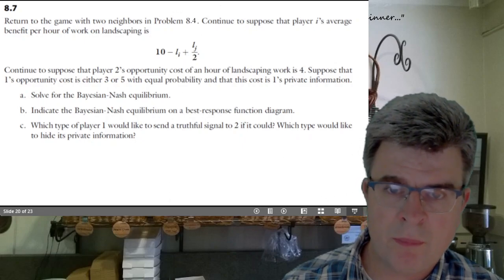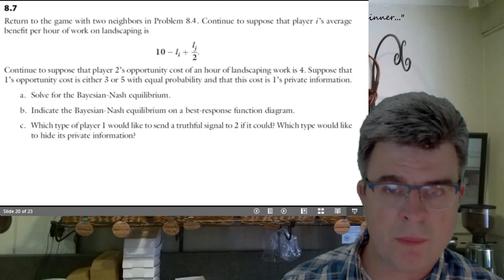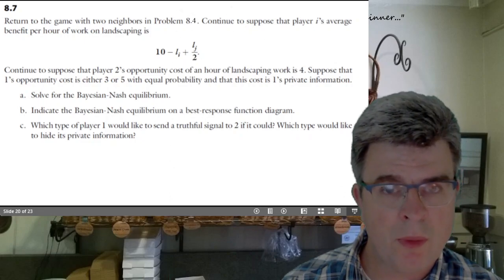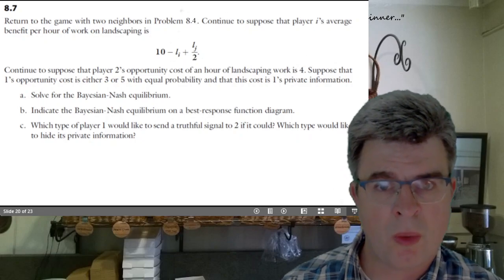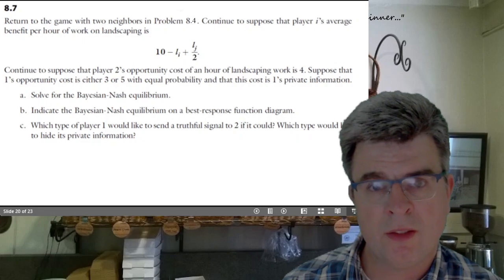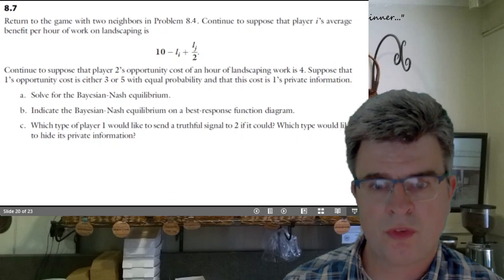And then finally we need to address the question: suppose that player 1 knows the type, whether he is low marginal cost or high marginal cost, which of the two player 1 types would like to send this information to player 2?